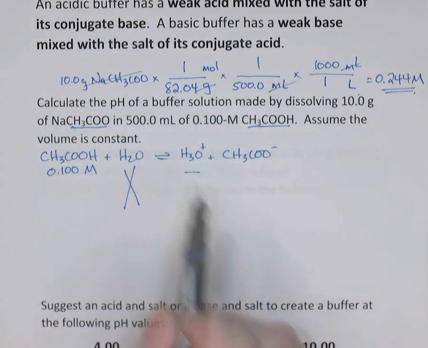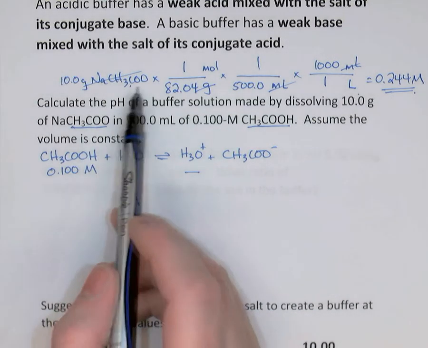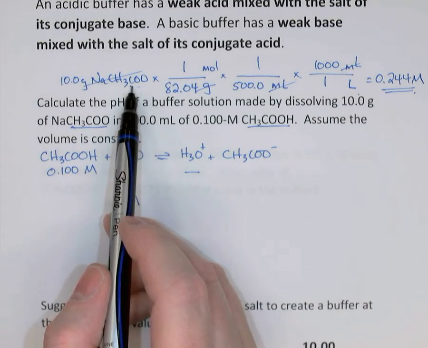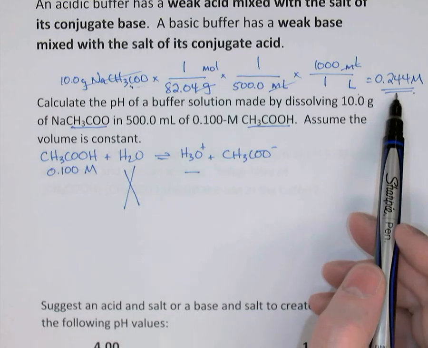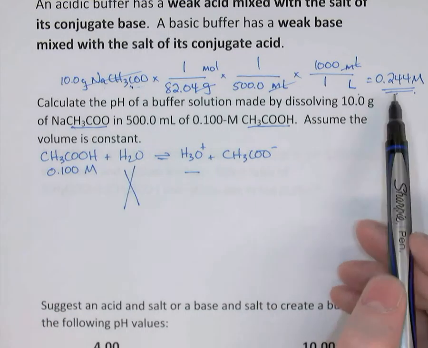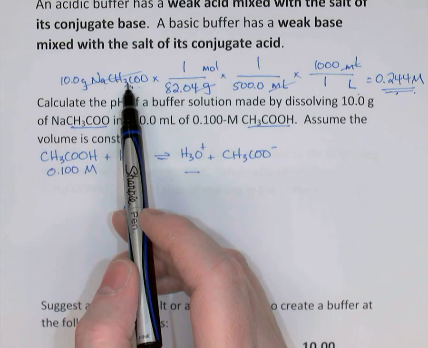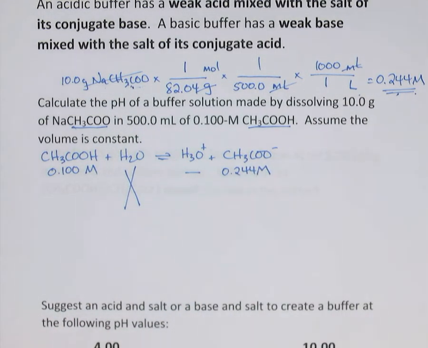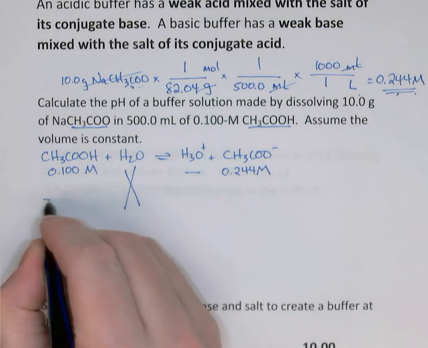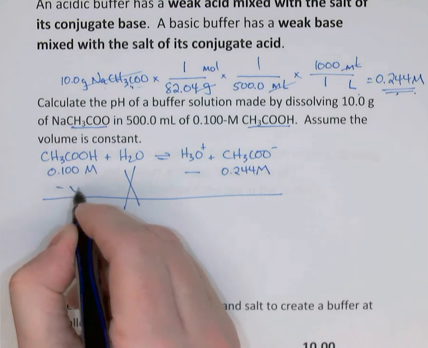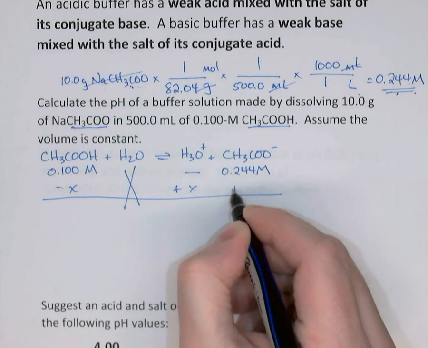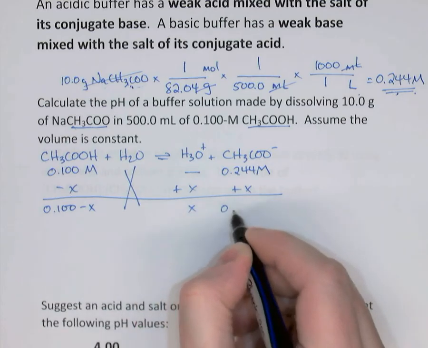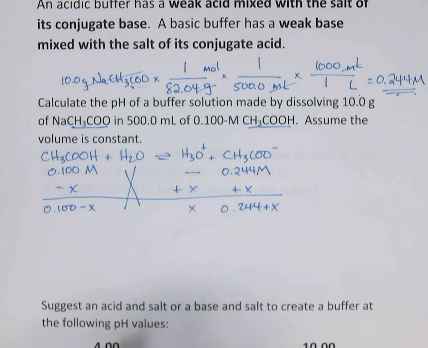Now that's the concentration of sodium acetate. In that formula we see only one acetate ion, so when it dissolves it's going to produce 0.244 molar sodium ions and 0.244 molar acetate ions. So we have 0.244 molarity acetate initially. And now the weak acid ionizes, and we end up getting 0.1 minus X, X, and 0.244 plus X.